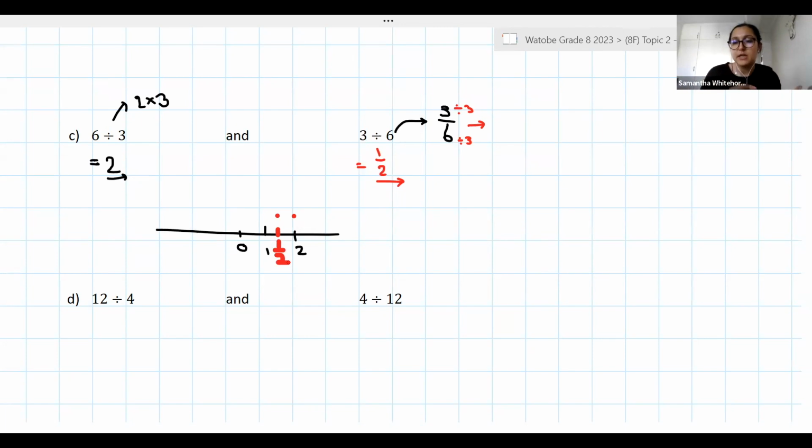Generally, it depends how they divide. One gives you an improper fraction or a whole number. The other gives you a fraction, just a normal common fraction. So the order in which you divide is very important.